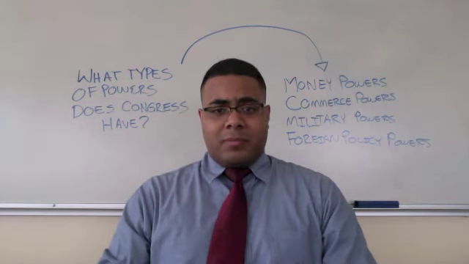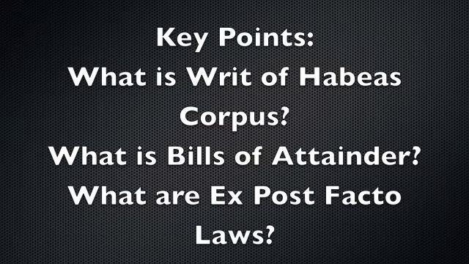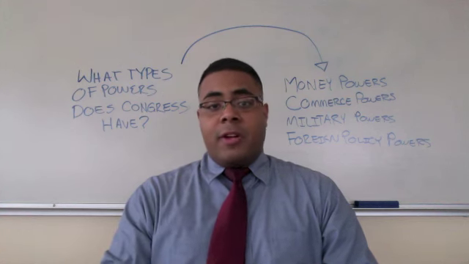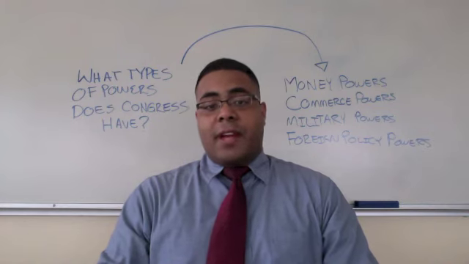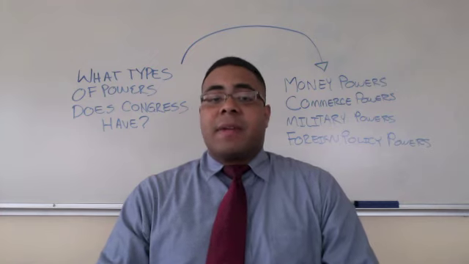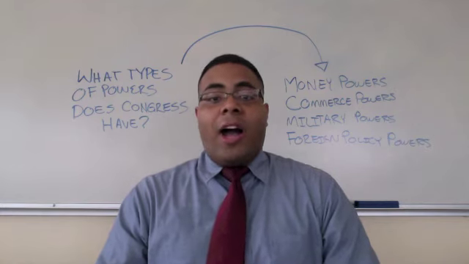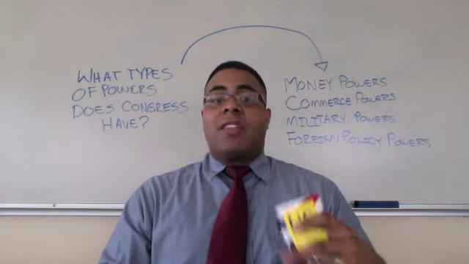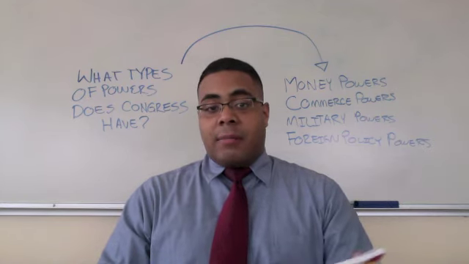Now, the Constitution specifically forbids Congress from the next three things I'm about to tell you about: writ of habeas corpus, bills of attainder, and ex post facto laws. So, writ of habeas corpus. They cannot suspend the writ of habeas corpus. That is going to be a court order that requires police to explain why they're holding a suspect. So, if you get arrested or something like that, they have to tell you why you're being held. If they're not, then they're not adhering to writ of habeas corpus.